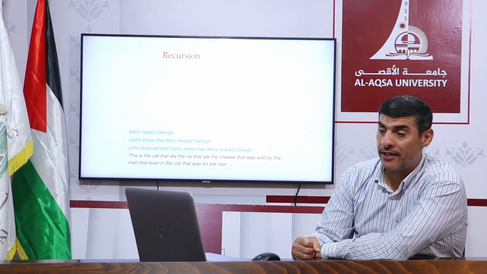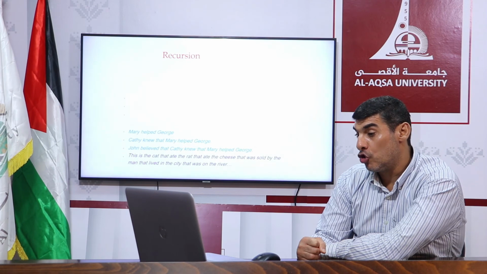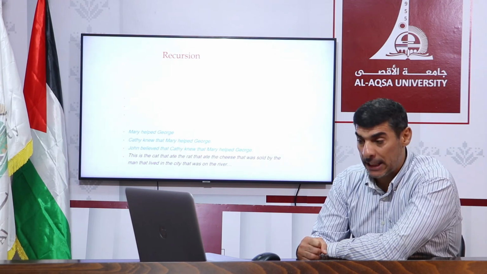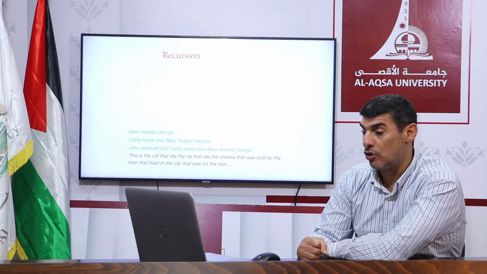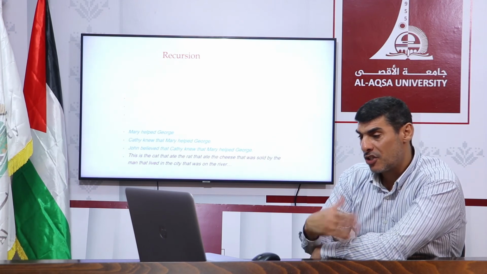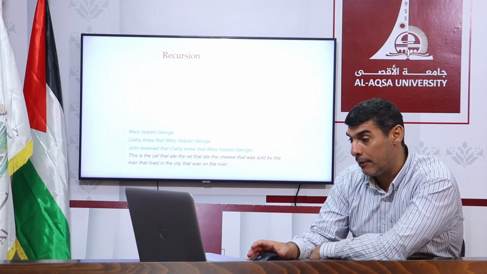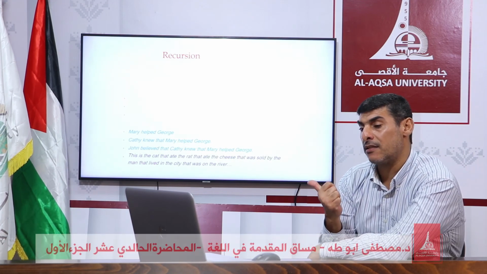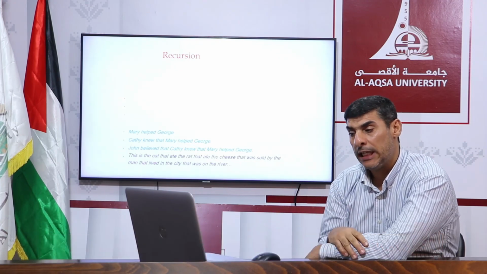Recursion: in English we have something called recursive rules. If I say Mary helped George, Kathy knew that Mary helped George. I understood that George was helped by Mary. Mary was the person who helped George. George was helped by Mary. So we can generate lots of sentences. John believed that Kathy knew that Mary helped me. Or I would say Mary understands that John understands that Ryan understands that he or she helped George, and so on.